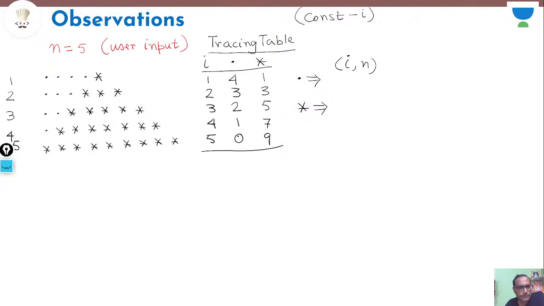So how to get it? See, n is equal to 5. Look here. 5 minus 1 is equal to 4. 5 minus 2 is equal to 3. 5 minus 3 is equal to 2. 5 minus 4 is equal to 1. 5 minus 5 is equal to 0. So you get the idea that this dot equation will be n minus I. If you have any doubt, you can ask me. n minus I is the equation for this dot.